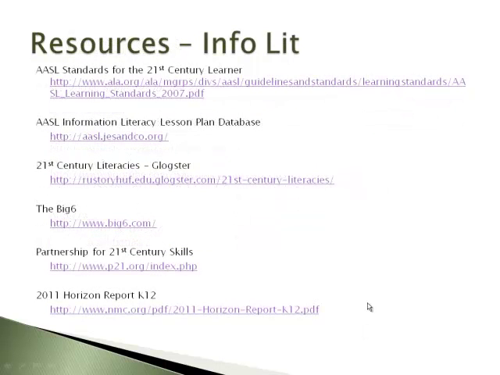One of my favorite things about going to conferences or doing webinars are the people I meet and the ideas I get from them and the resources. This page just lists a few of the information literacy resources that I have found and that I'd like to share with you. The Big 6 is listed here, the Partnership for 21st Century Skills, the Horizon Report, which comes out on a yearly basis and is very, very important.